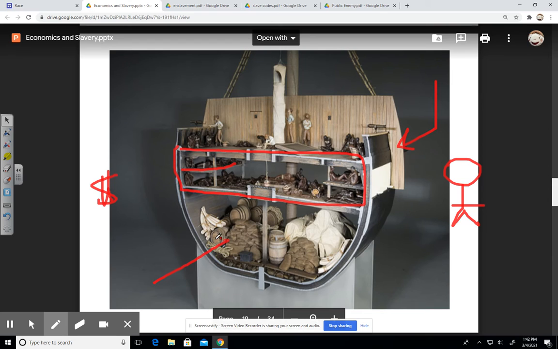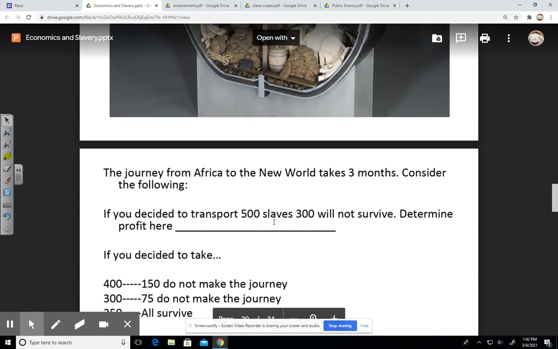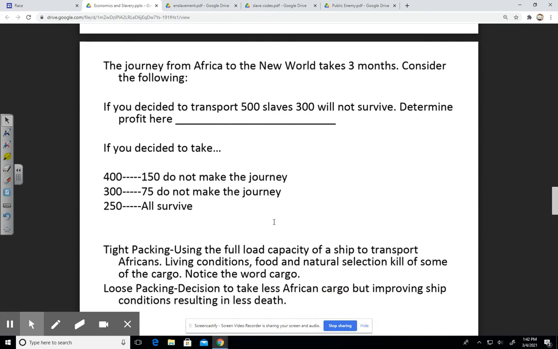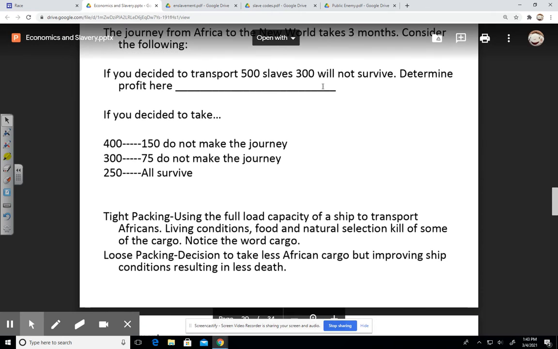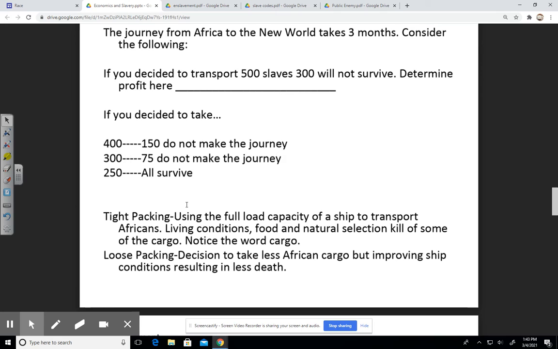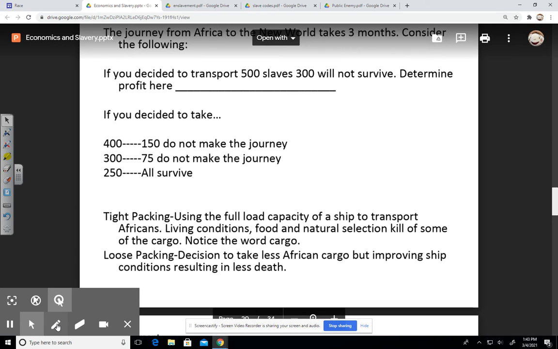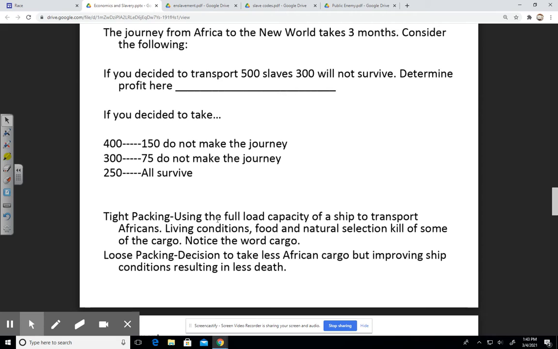Here you see all of the supplies, and so there definitely seems to be money involved in the slave trade, which is part of the reason why this is going to last for so long. So in this scenario here, the more you take, it's likely that more people are not going to make it. So you want to think about how horrific that experience can be in this scenario. And I'm making up these numbers. If you bring over 400, 150 do not make the journey.